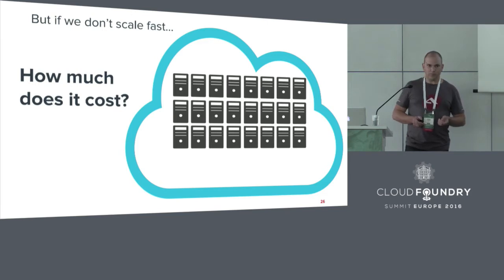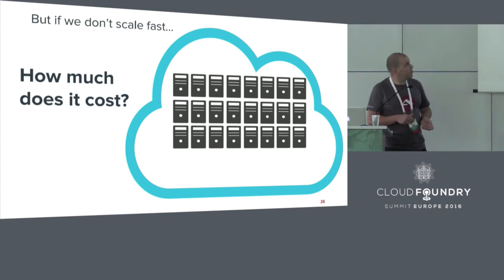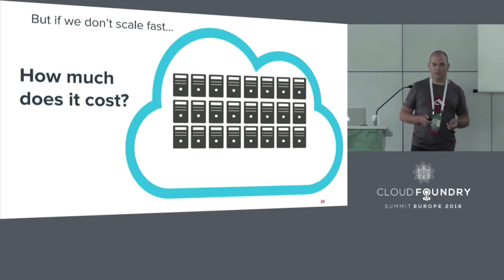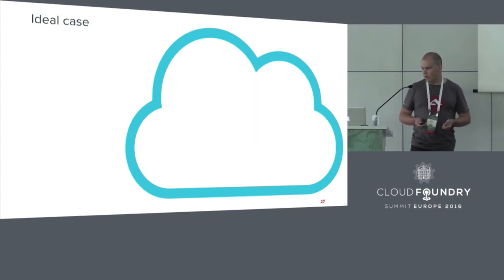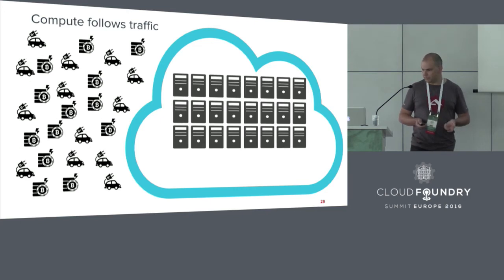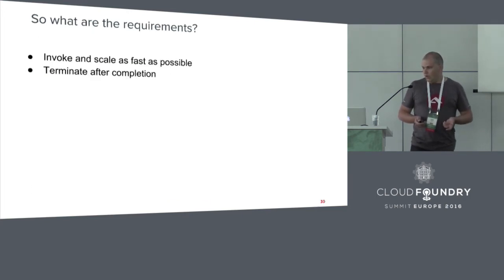If we don't address the issue of fast scalability, then we need to have this whole infrastructure provisioned all the time and waiting for incoming connections, and we need to optimize for the maximum load of the cloud, for the maximum number of devices that could be connected, and it could be quite a costly endeavor. In the ideal case, we need to have zero infrastructure for zero connections, and to have compute following the traffic.